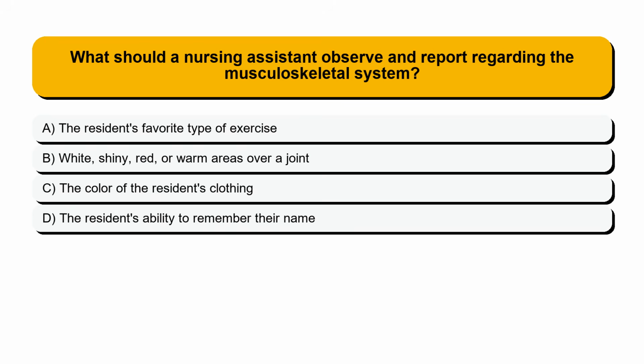Question 3. What should a nursing assistant observe and report regarding the musculoskeletal system? Option A. The resident's favorite type of exercise. Option B. White, shiny, red, or warm areas over a joint. Option C. The color of the resident's clothing. Option D. The resident's ability to remember their name.